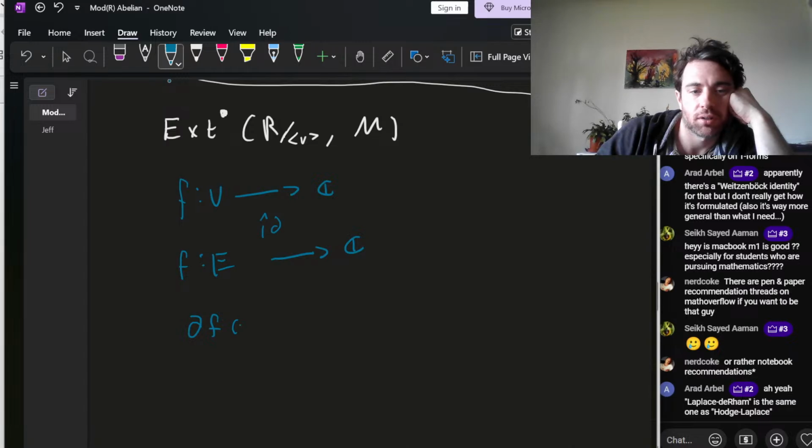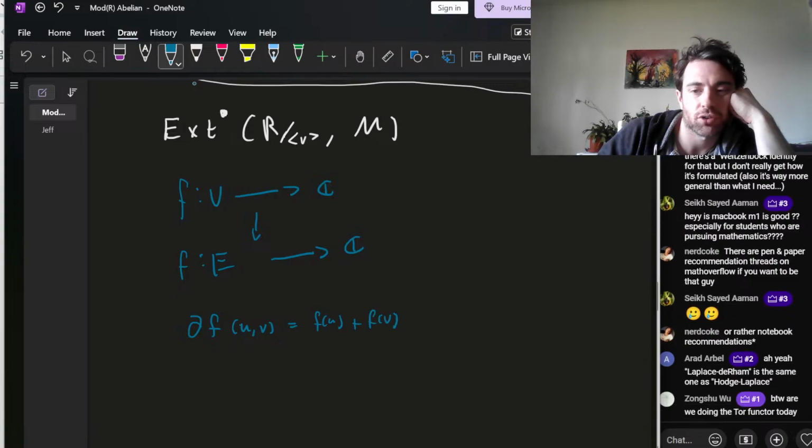Maybe the differential goes the other way. The value of the differential at an edge will be, I think there are different versions. You can take it to be the sum of the values on the two vertices, or if you have an orientation, then you take a difference. And then you can also similarly define a co-differential.